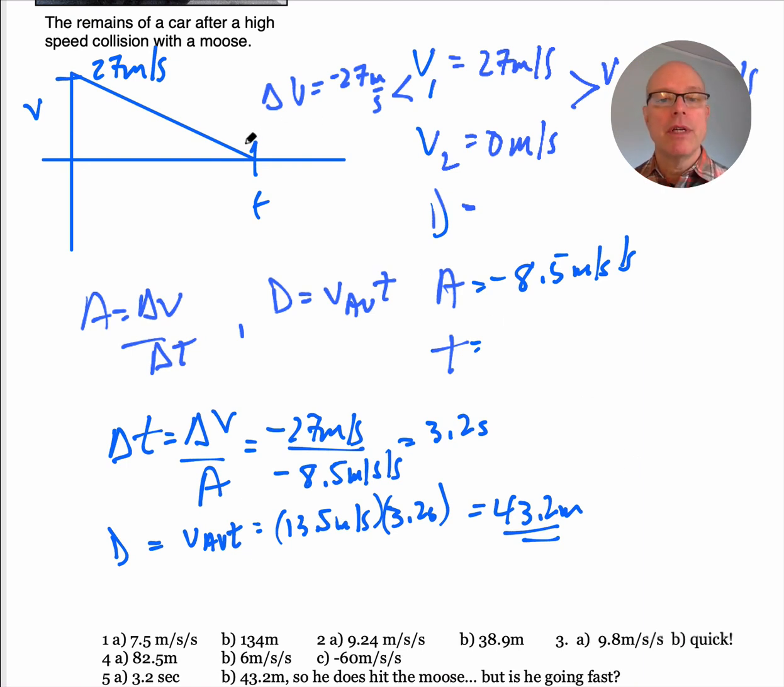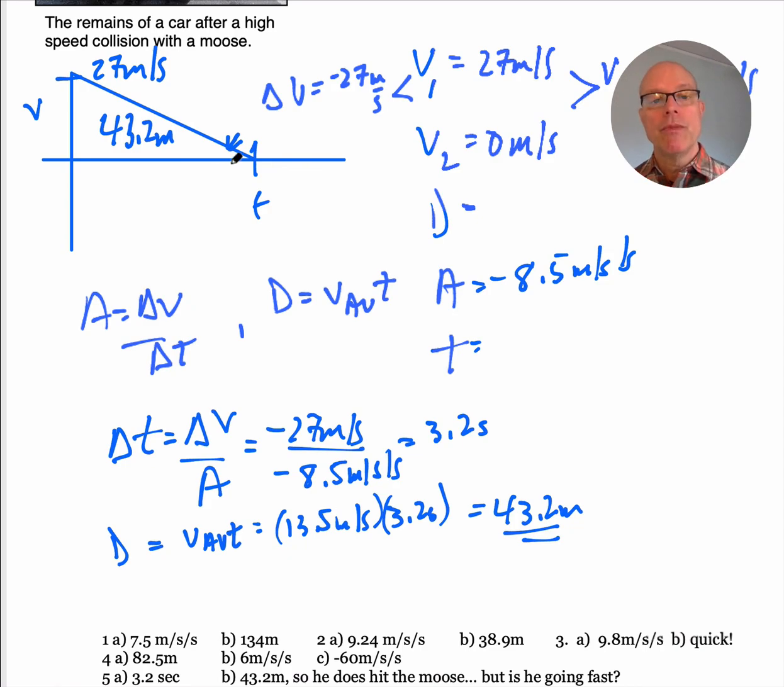So in real life, he does hit the moose. He did take a little bit too long to stop. But the good news is that the area of this triangle right here, 43.2 meters, is not that far off from 40 meters. So probably when he hit the moose, it's somewhere in here, and his velocity wasn't super high. Okay, there's a lot going on with that.